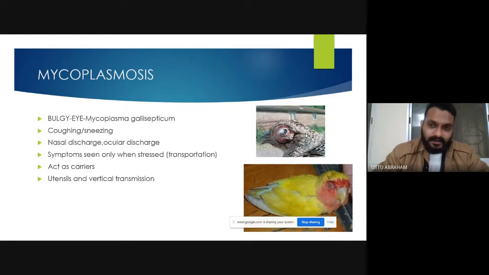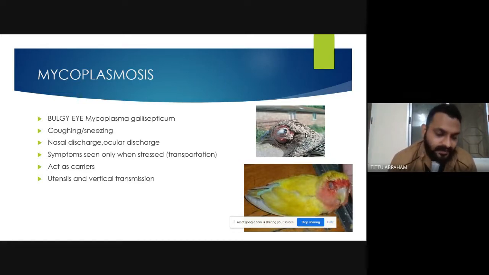If it is not for breeding or it's for a hobby purpose, okay, it's fine. But if you're truly cautious about these diseases and all, it's better to avoid them. So it is called bulgy eye. So this is the main culprit when you see after transportation.